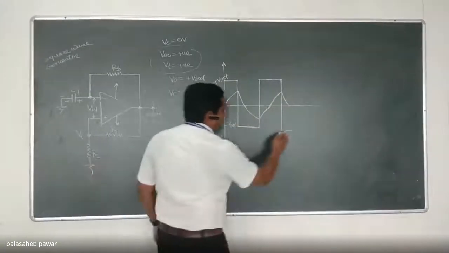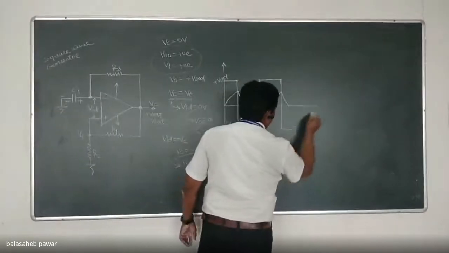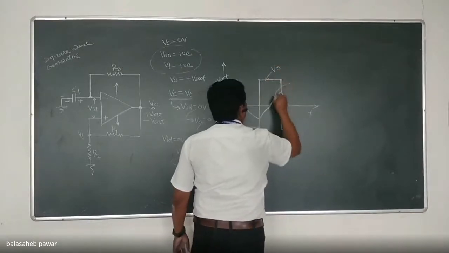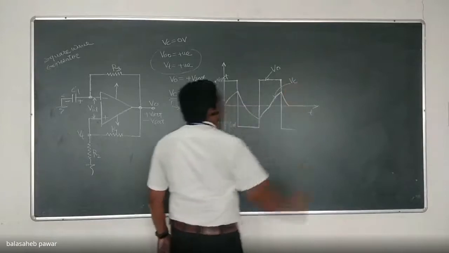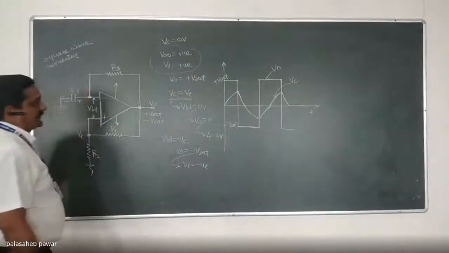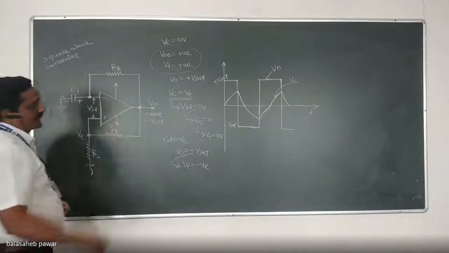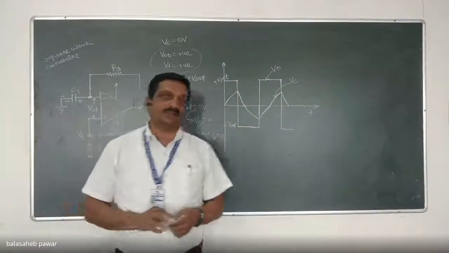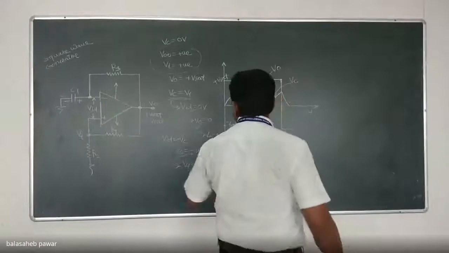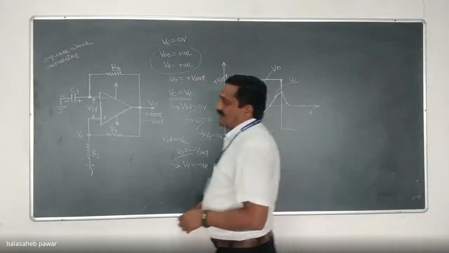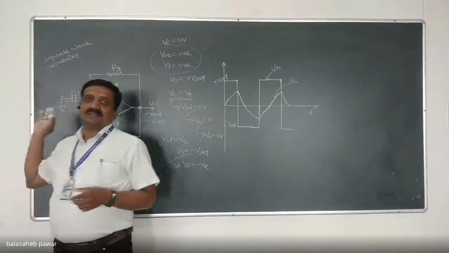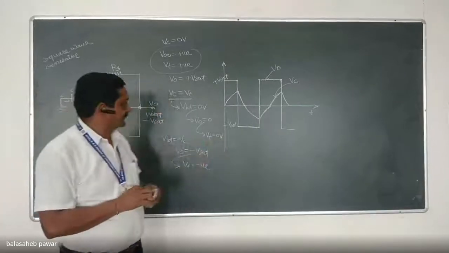So see, what is the nature of output? This is nothing but our output waveform. This is nothing but the capacitor voltage waveform, that is VC. So the nature of output is a square wave, and that's why it is known as a square wave generator. As there is no input signal, we can call it an astable multivibrator or free running oscillator.